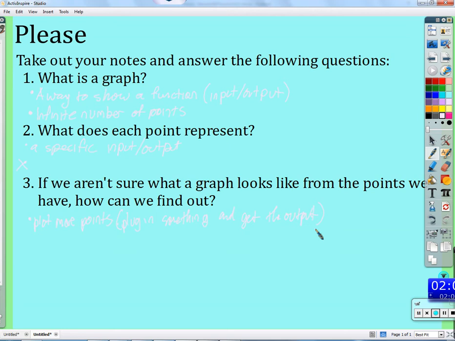We can remember these basics of graphs, and I can just point to it and say, remember this about a graph. It makes everything so much easier.